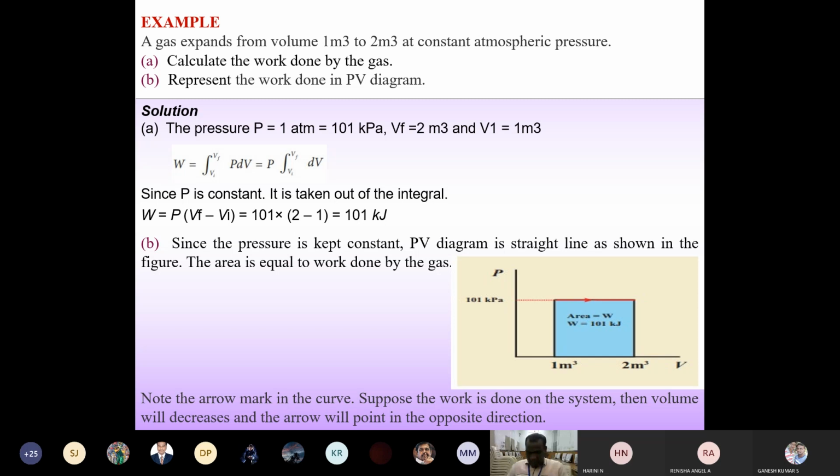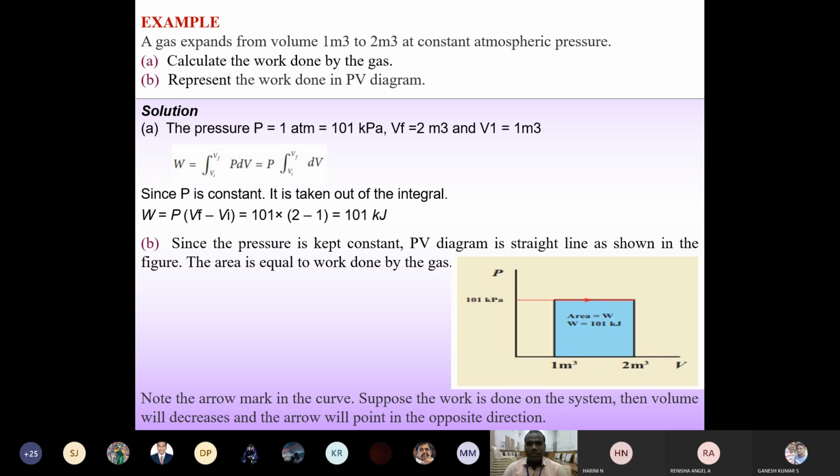Let's read the problem once again. A gas expands from 1 meter cube to 2 meter cube in volume at constant atmospheric pressure. Here P is constant, and we are changing the volume. We are increasing the volume. So calculate the work done by the gas. How can we calculate the work done W? The second question is to represent the work done in a PV diagram. So we can draw the PV diagram for this process.